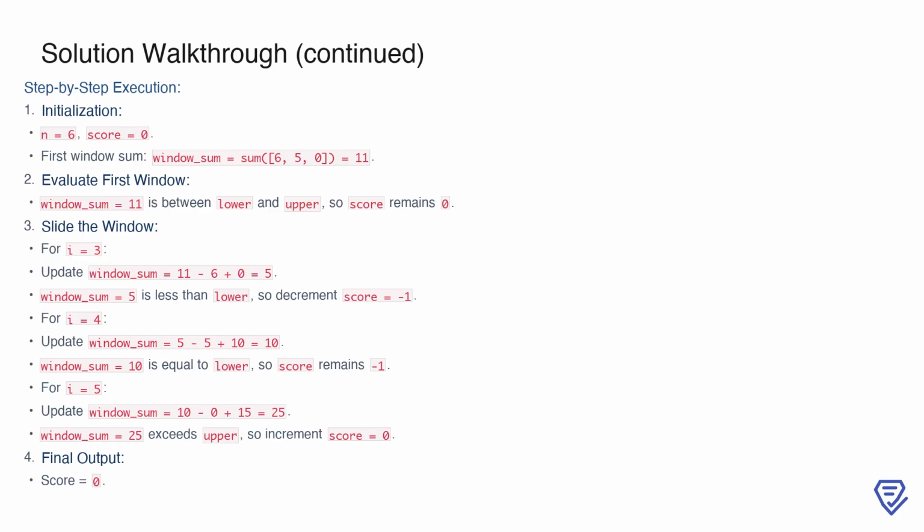The first window sum is calculated as the sum of the first three elements. 6 plus 5 plus 0 is equal to 11. This value falls between the lower and upper thresholds, so the score remains unchanged at 0.